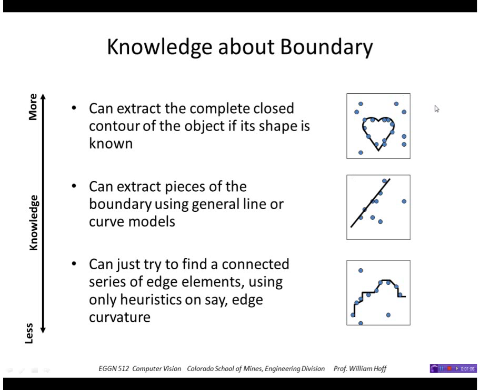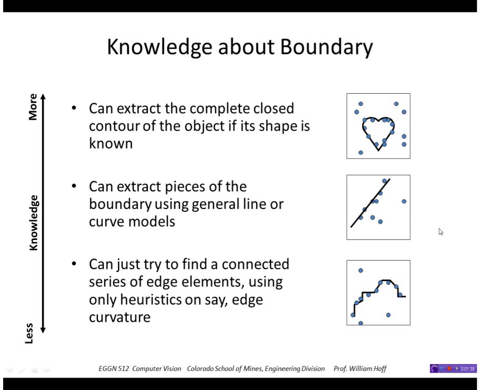So the technique you use to find a curve or boundary depends on how much knowledge you have about the shape that you're looking for. If we know the exact shape in 2 dimensions, then we can extract that complete contour. We can have methods that look for that exact shape. But if we have a general line or curve model, we can extract pieces of the boundary and then link those together.